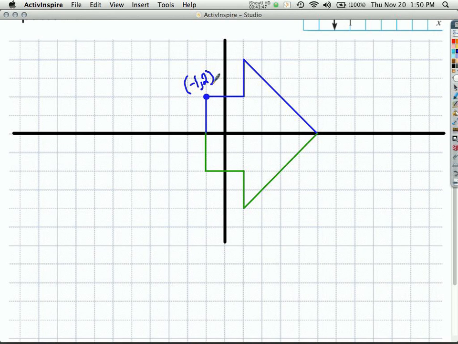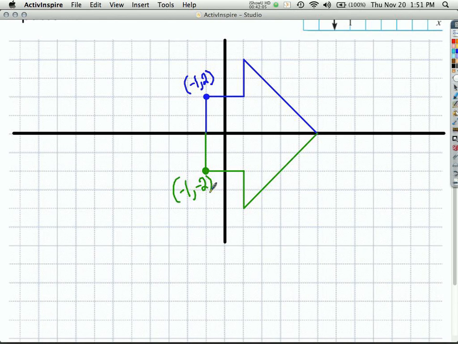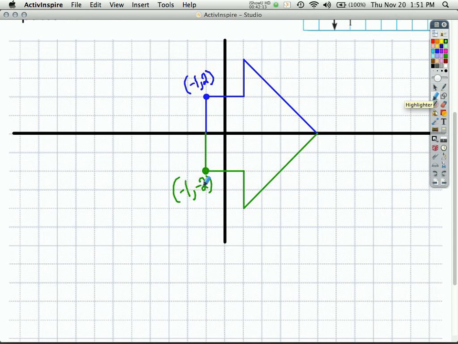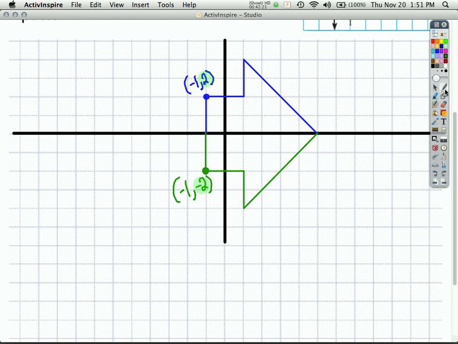Let's look at its corresponding point in the reflection, which is down here. What are the coordinates of the green one that I just drew? Stephen? It's -1, comma -2. So look at what happened. It's the exact same coordinates except the y coordinate flipped sign. So the y coordinates are opposite, but the x coordinates are the same. Let's do another one and see if that pattern continues.